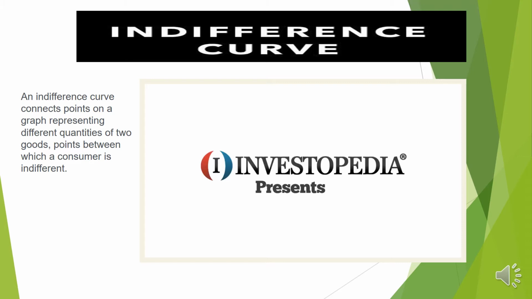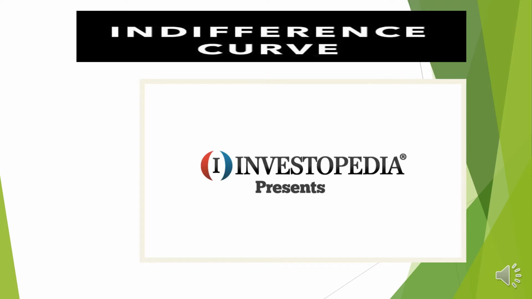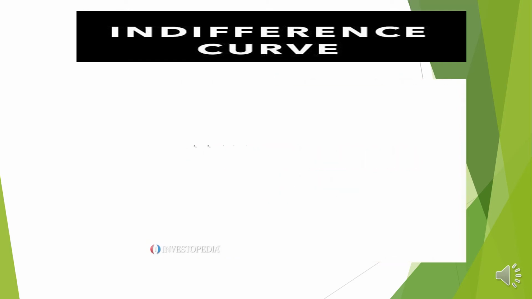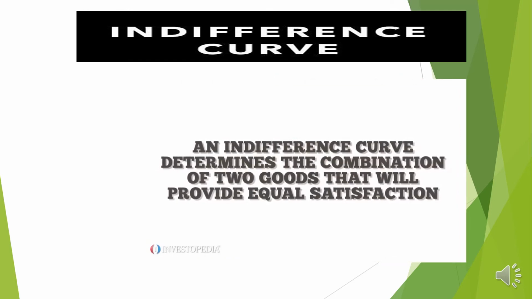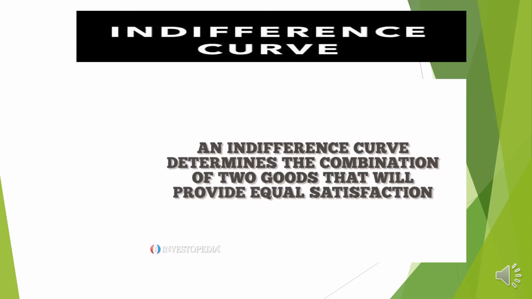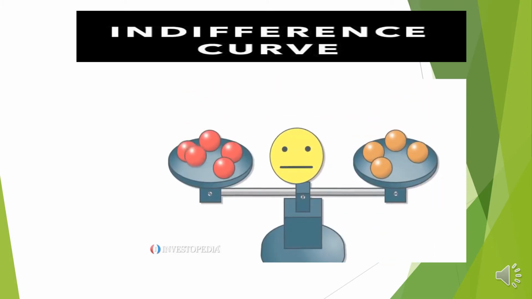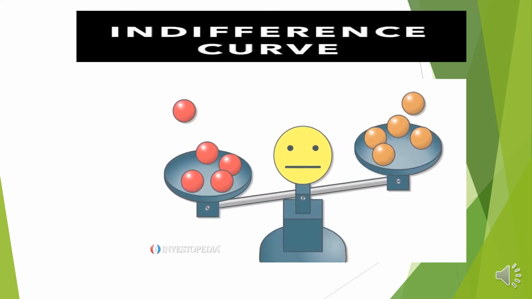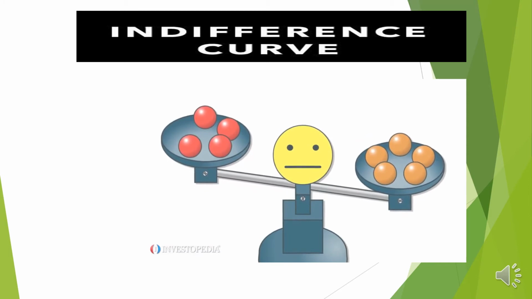The next one is the indifference curve. An indifference curve connects points on the graph representing different quantities of two goods, points between which a consumer is indifferent. An indifference curve determines the combinations of two goods that will provide equal satisfaction. If you own more of one good and less of another, you'd be willing to trade some of one for more of the other. But the amount of the first good that you are willing to give up will decrease once you obtain more of the second.